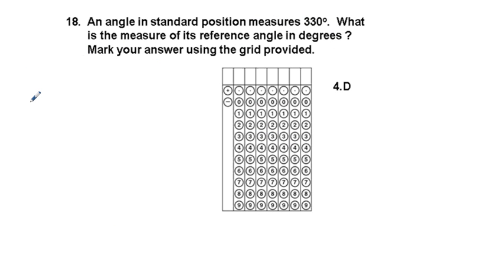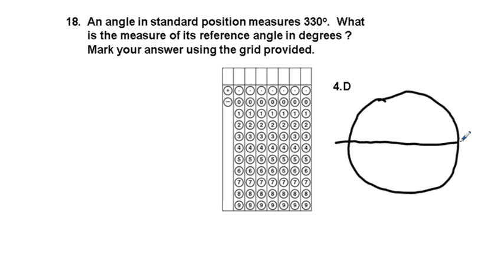Next, 18. An angle in standard position measures 330 degrees. What is the measure of its reference angle in degrees? Well, again, what we have is a standard circle here. We have an angle of 330 degrees. That's going to be right about like this. And it's going to be your angle of 330 degrees.